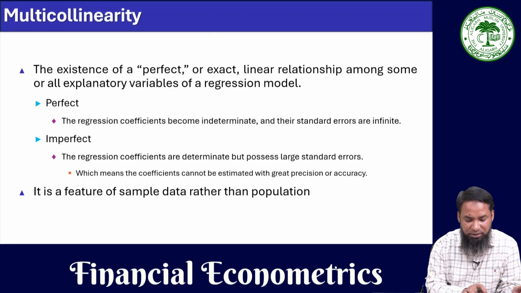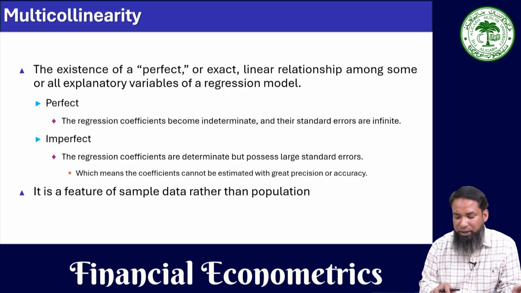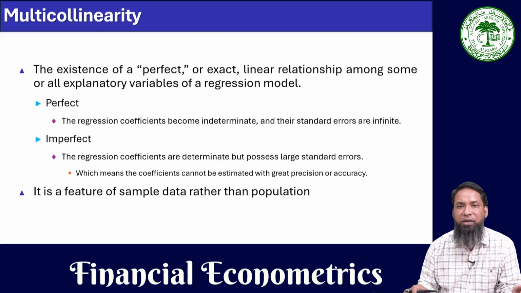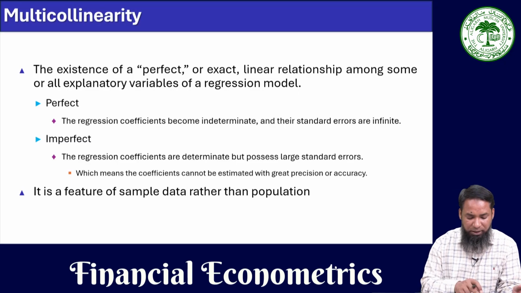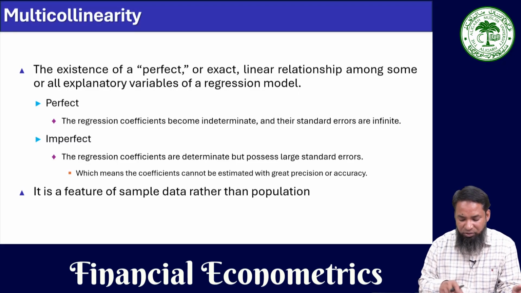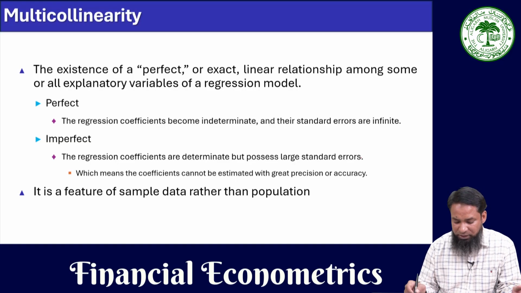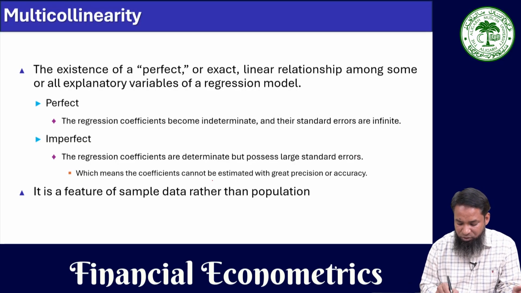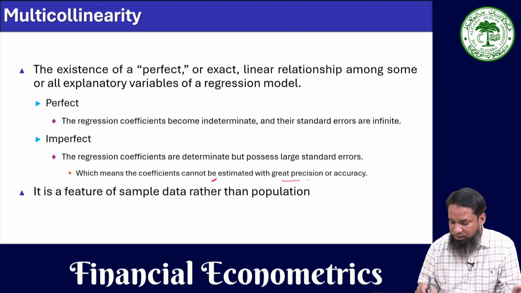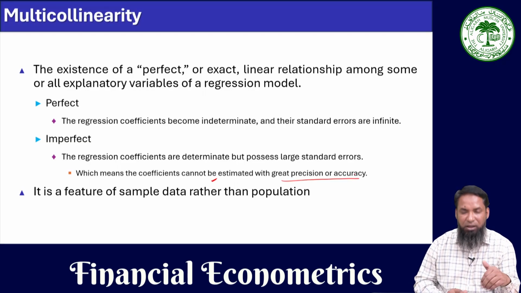If that is the case, the regression coefficients become indeterminate and their standard errors are infinite. We cannot estimate beta 1 and beta 2 separately. If there is imperfect multicollinearity, the regression coefficients are determinate but possess large standard errors, which means the coefficients cannot be estimated with great precision or accuracy.